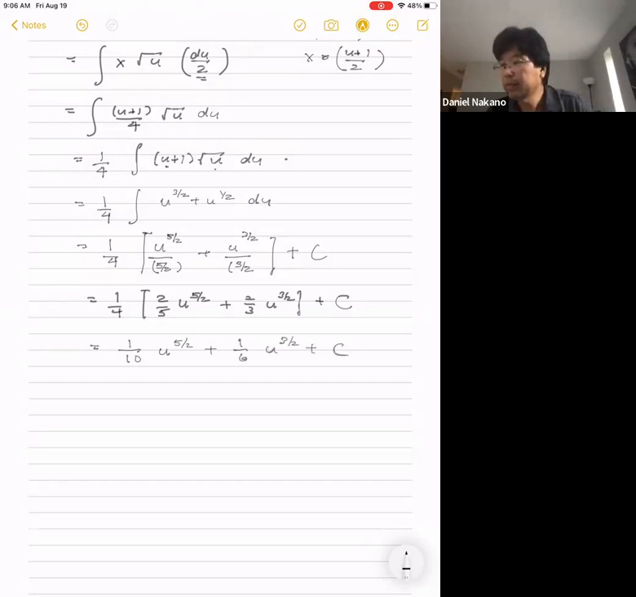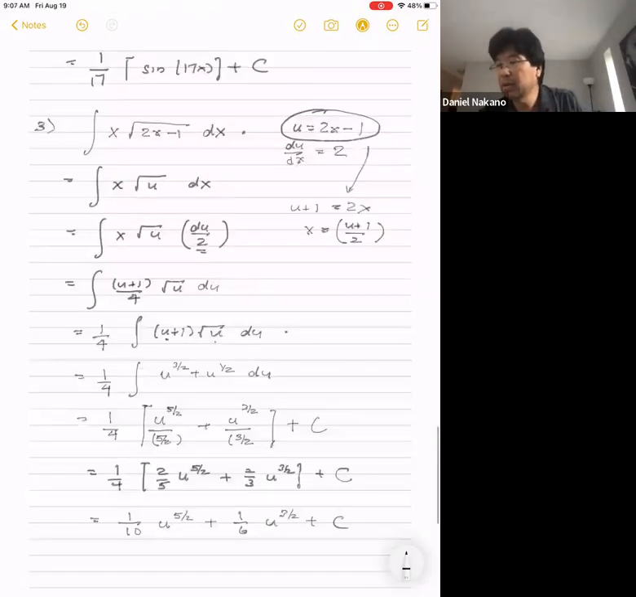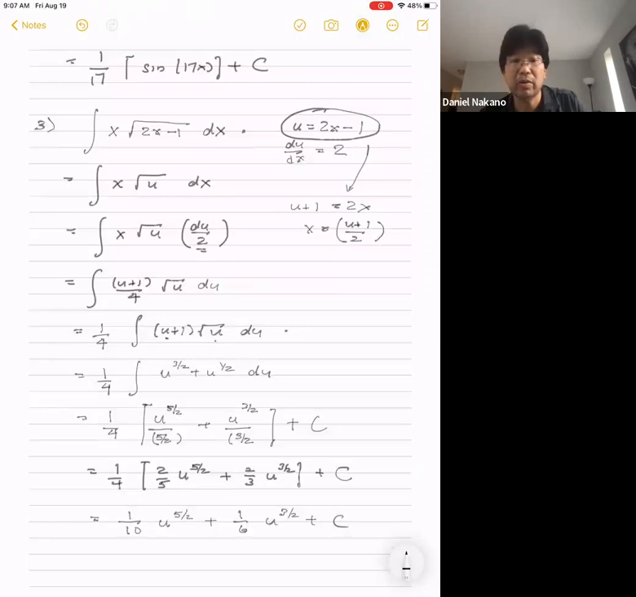And then you want to go back to the u. So u is equal to 2x minus 1, substitute it back in, and then I'm done.